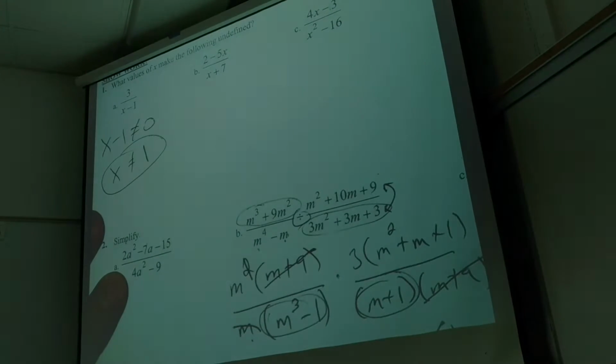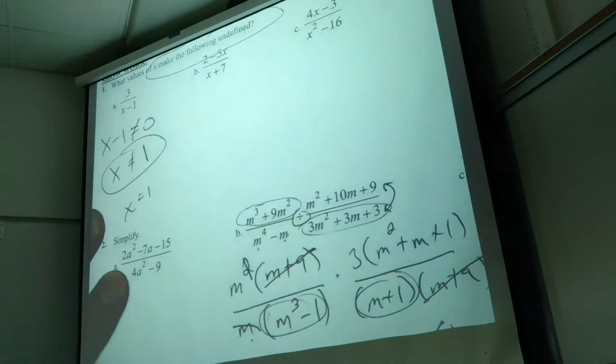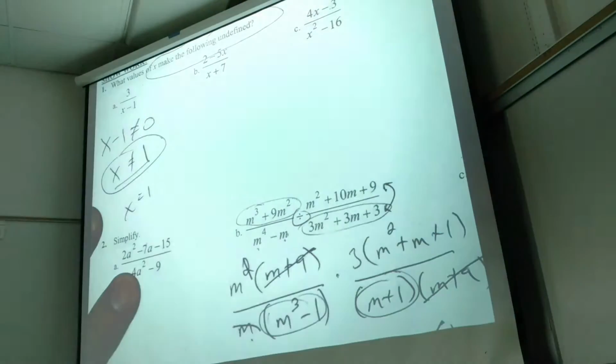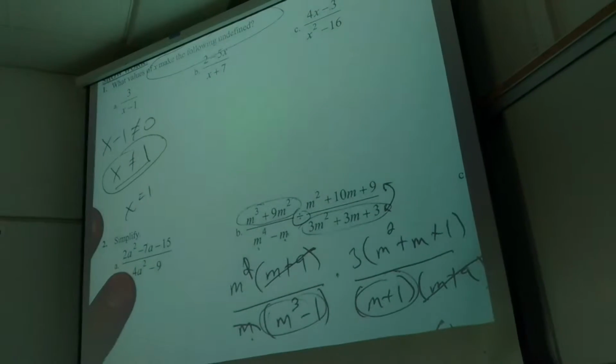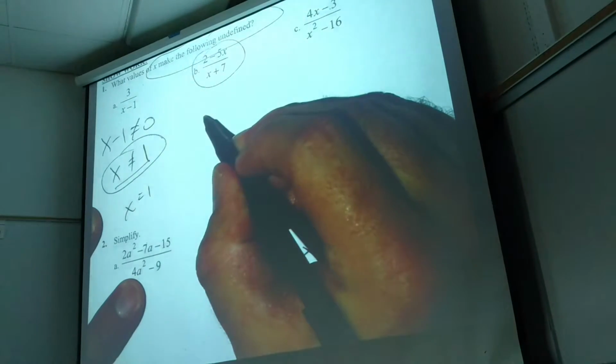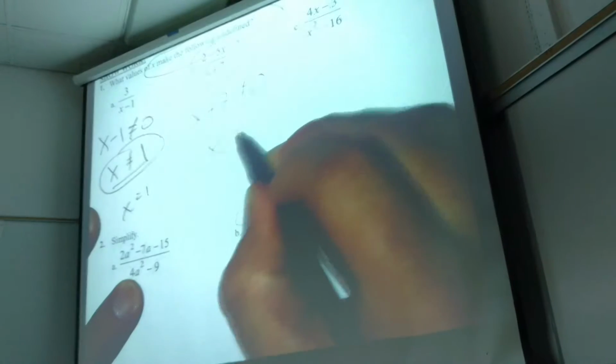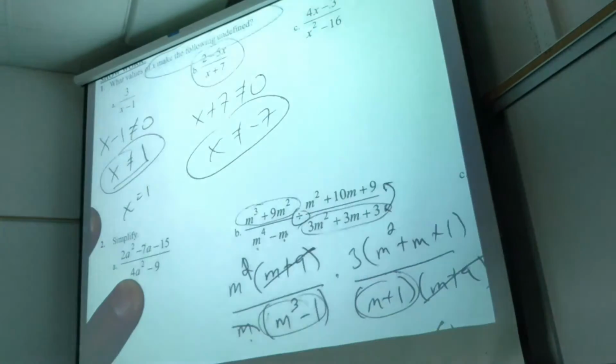You could put it, or yeah, if you have x equals 1, that's fine. You're answering the question. x equals 1 would make it undefined. I just like this a little better because it's more direct, saying x can't be 1. So what do I look at here? x plus 7 can't be 0, so then x can't be negative 7.